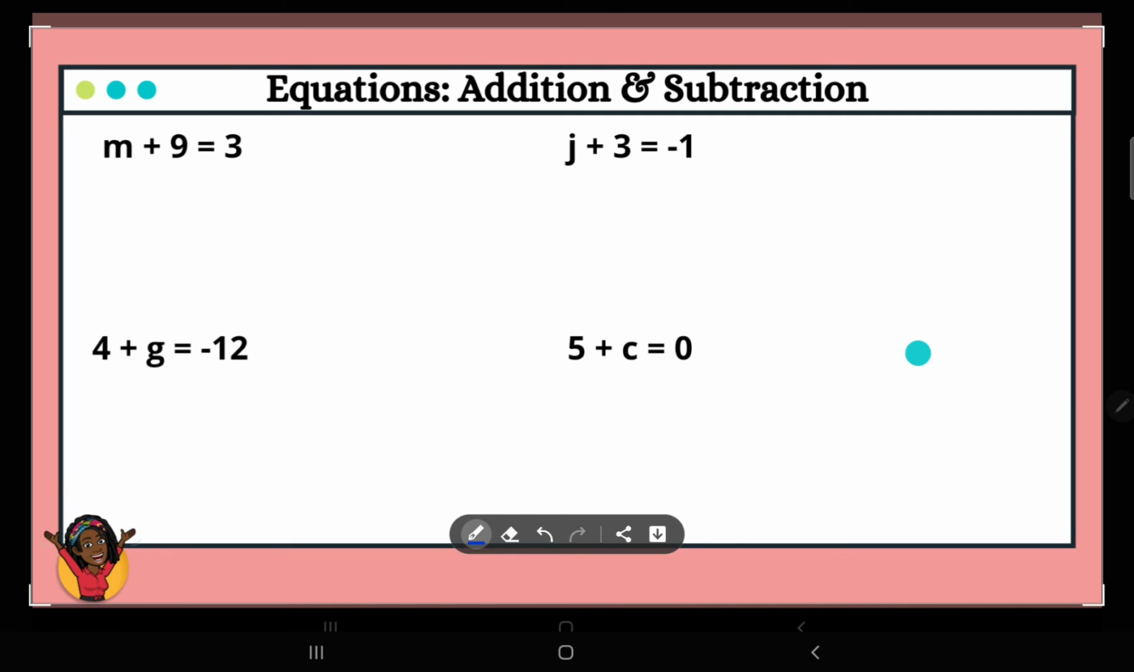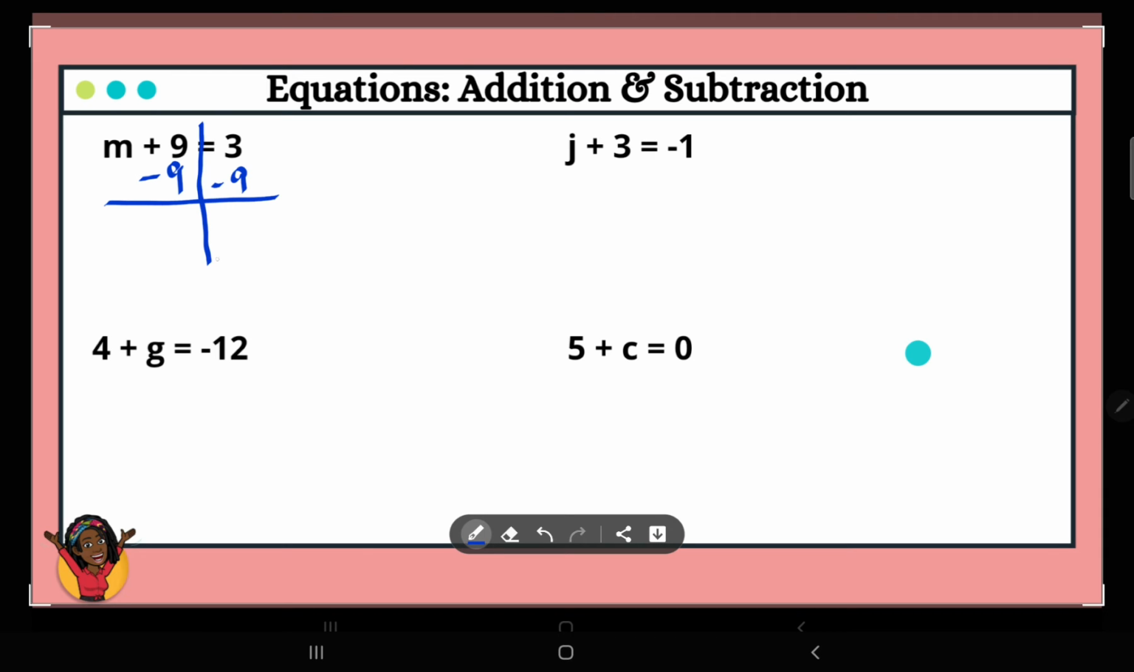For this lesson, we're going to focus solely on addition and subtraction. When we're looking at our first example, I want to ask myself those questions. What is my variable? My variable is m. What is happening to my variable? I'm adding 9 to that variable. What is the inverse of adding a number? The inverse would be subtracting a number. So we're going to subtract 9 on both sides of the equal sign.